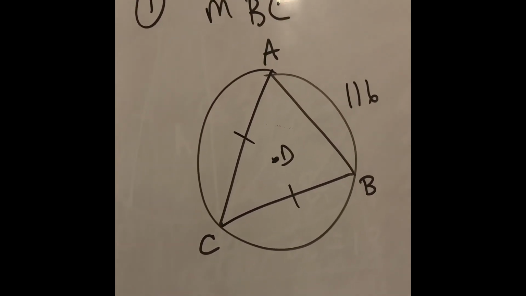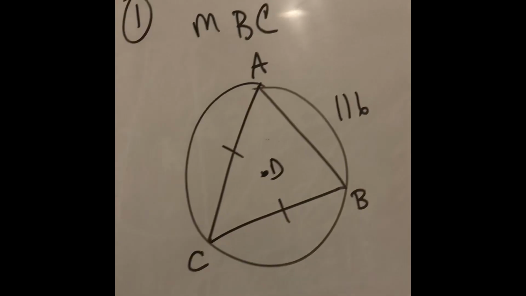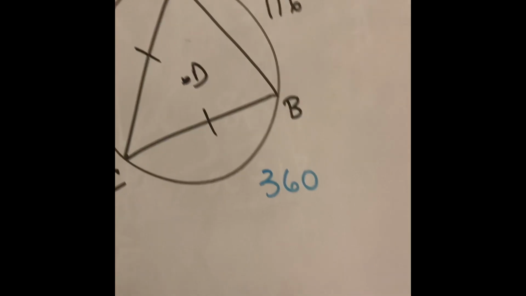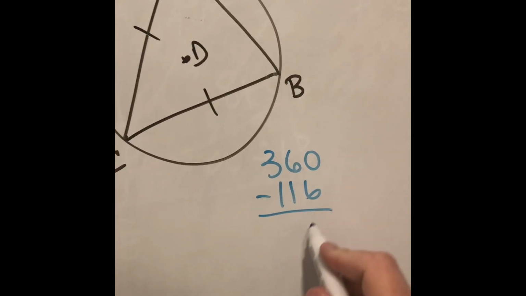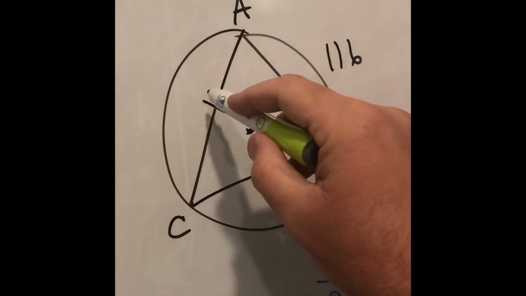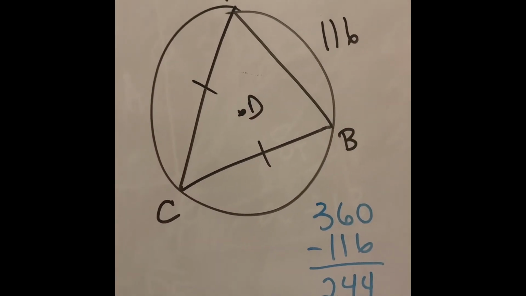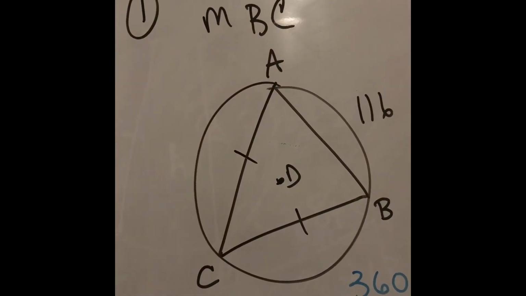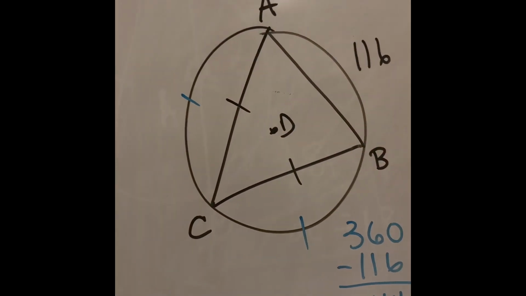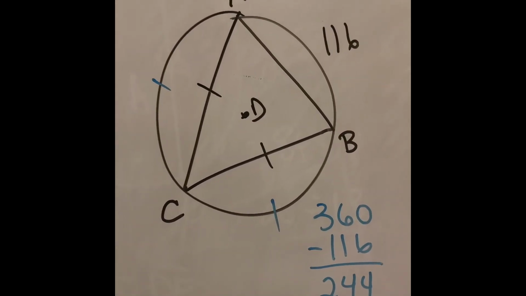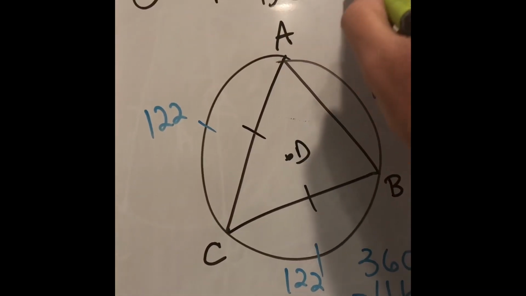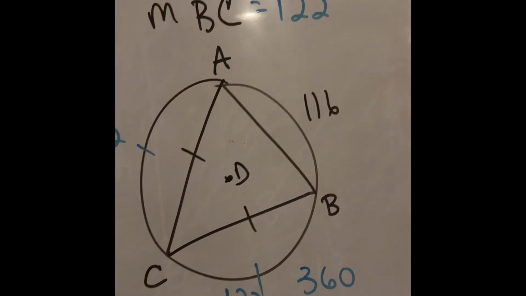For number 1, we have to find the measure of arc BC. Well, we see that arc AB is 116. So what we're going to do is take 360 and subtract 116 from that. That tells me there's 244 degrees left of this circle. Well, if you notice, AC and BC are both the same in terms of the measure of chords. So that means the arcs of the same name are also going to be congruent. So we need to take this 244 and divide it by 2 so that each of these arcs are 122. And arc BC here then is 122.